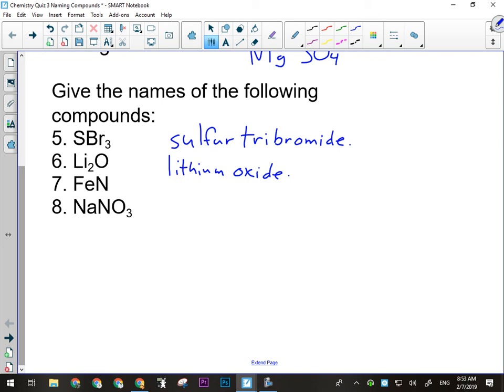The next one, however, I am going to need a Roman numeral because iron can be a 2+ or a 3+, and I have to figure out which one it is. Okay, so first thing I'm going to do is write iron nitride, because those are the 2 parts of it. And then I've got to figure out what the charge on the iron is. Nitrogen's always -3, so in this case, the charge on iron must be +3. That's the only way for that compound to balance and have a charge of 0. Okay, so this is iron Roman numeral 3 nitride.